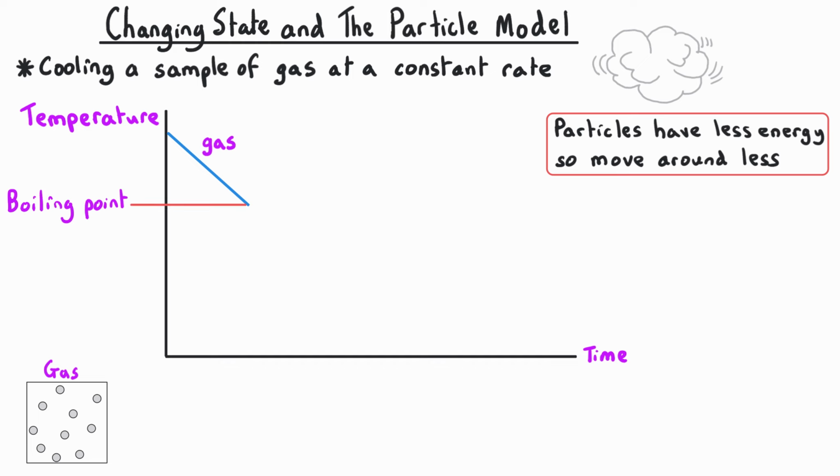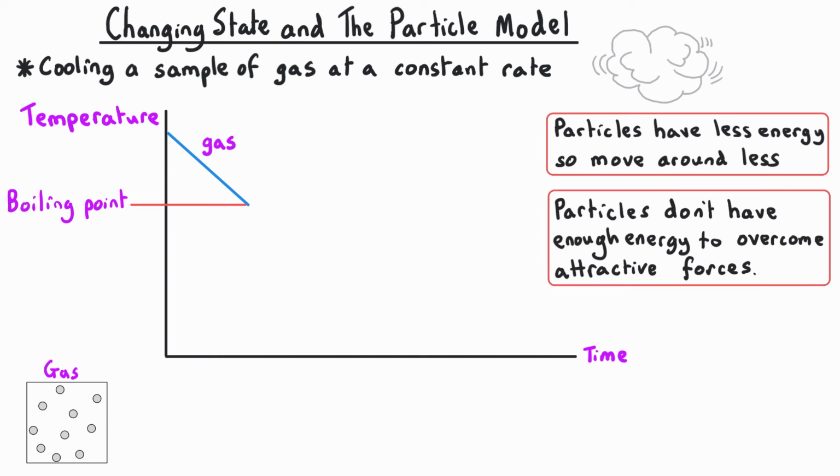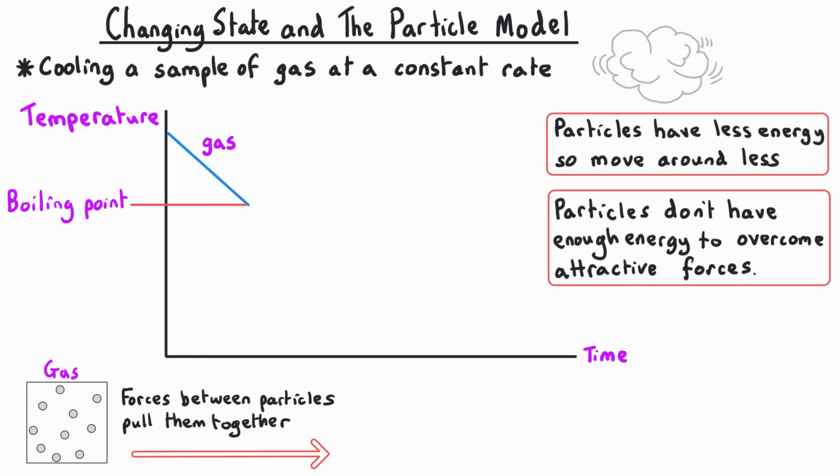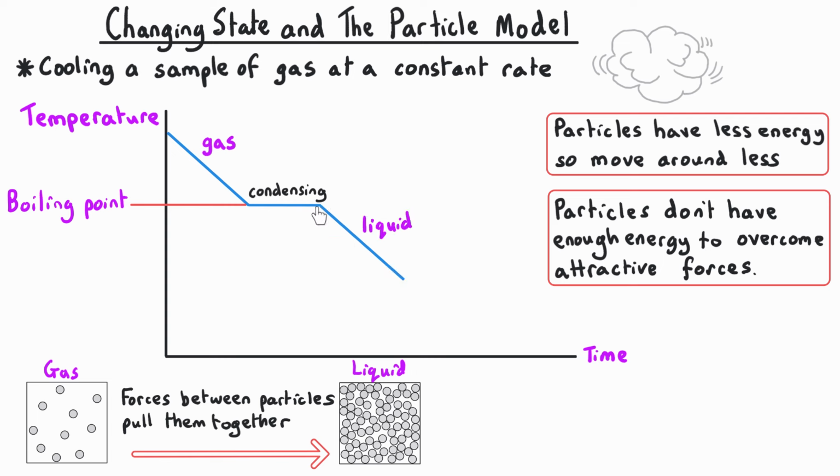of this gas, the particles have lost energy, and so now they don't have enough energy to overcome the attractive forces between the particles, and so the forces between the particles are strong enough to pull them together, and this means that the gas becomes a liquid and a change of state occurs. This liquid will continue to cool down, lose more energy, and the particles will become less free to move.